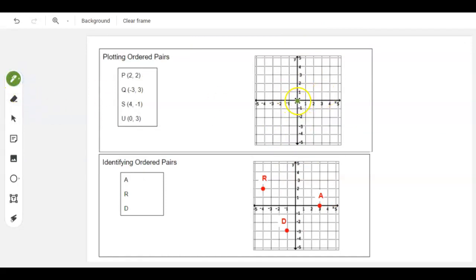So right here I'm at 0, 0, and I see that it's positive 2, so I go right 2, 1, 2, and I see that it's still positive, so it's 1, 2. Okay? And if I check myself, remember quadrant 1 was positive, positive. Well, P is positive, positive, so I'm in the right spot. Okay? I'm going to go ahead and put a P so that I know that this is where P is. Pause the video and try Q, S, and U.